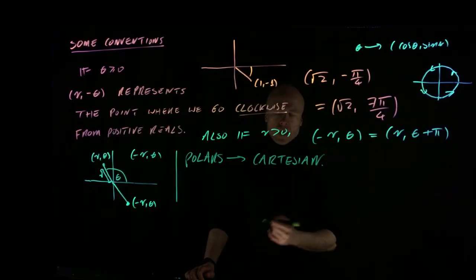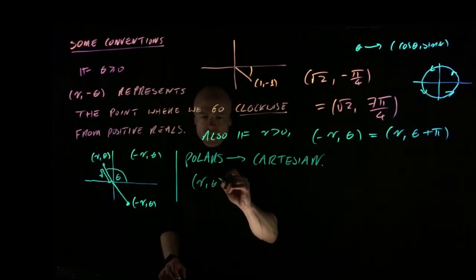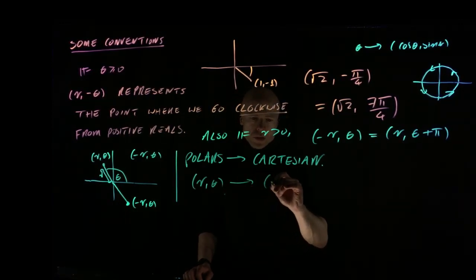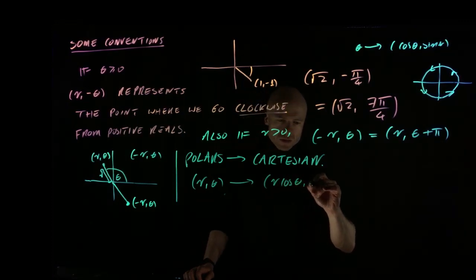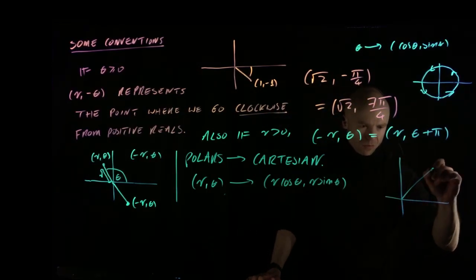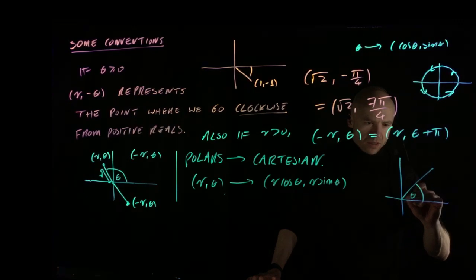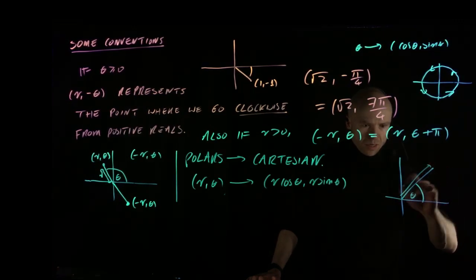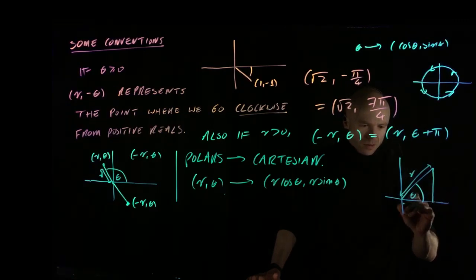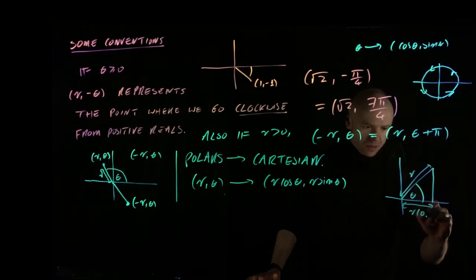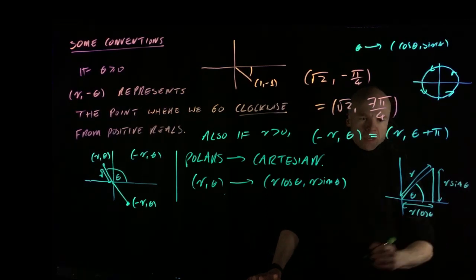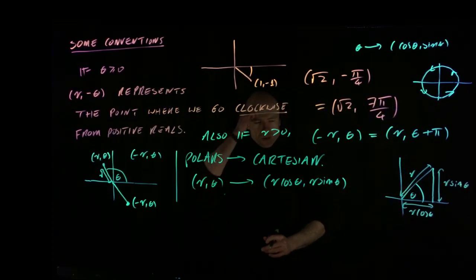This is not so hard because if we just have r of theta, then this point is going to be r cosine theta, r sine theta. And that is kind of easy. So look, here we go. If we have a nice convenient point in the first quadrant, this is theta, and this is r, then just by your knowledge of trig, you know that this over here is r cosine of theta, and this over here is r sine of theta. And you might think, okay, but I just conveniently chose the first quadrant here.